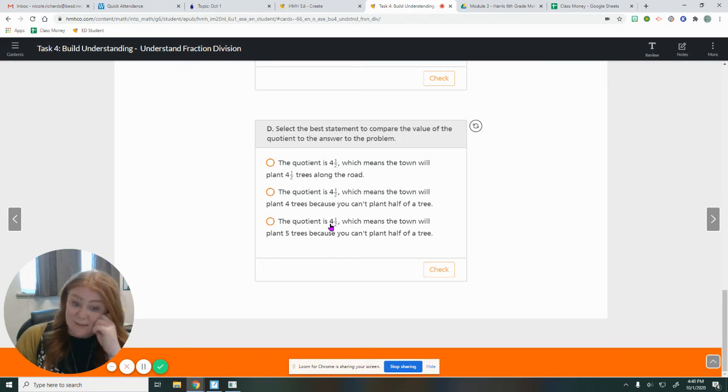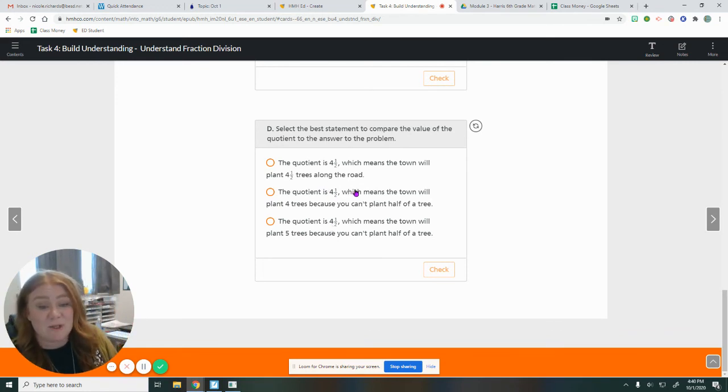I don't know about you guys, but have you ever planted half of a tree? Probably doesn't have a very good chance of surviving. I don't know if we can plant half of a tree. The quotient is 4.5, which means the town will plant 4 trees because you can't plant half a tree. Well, that sounds like what we were just talking about.